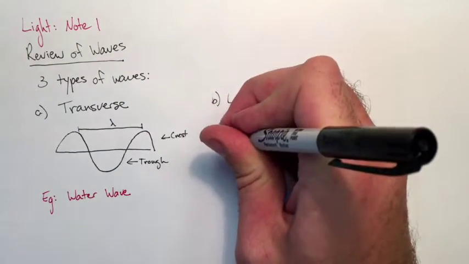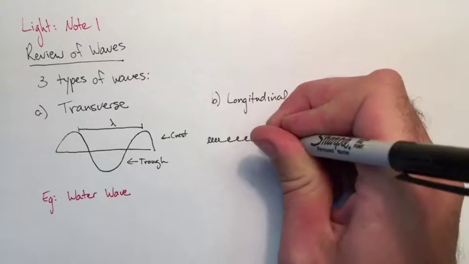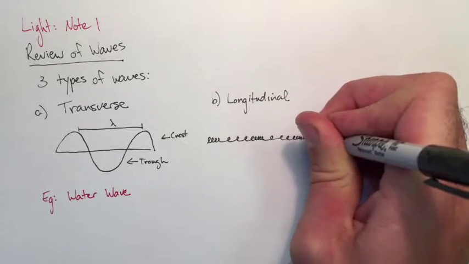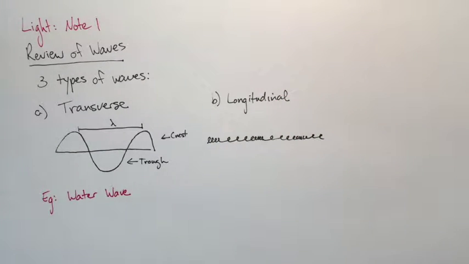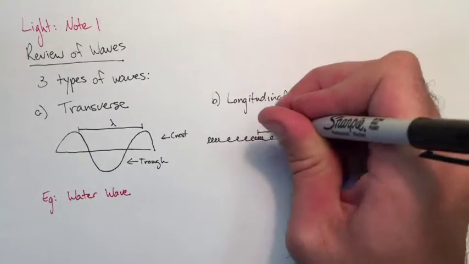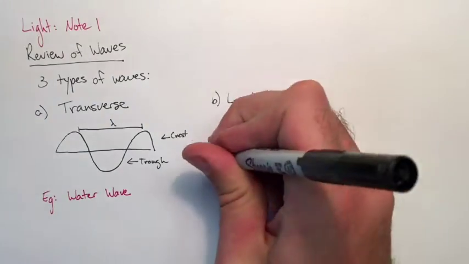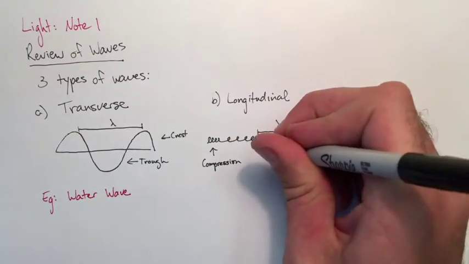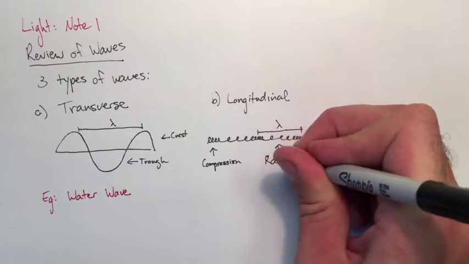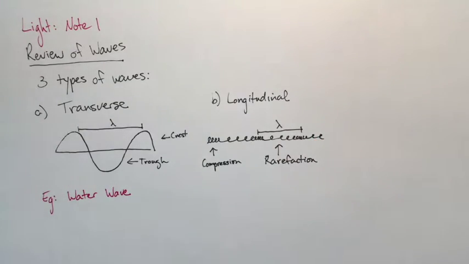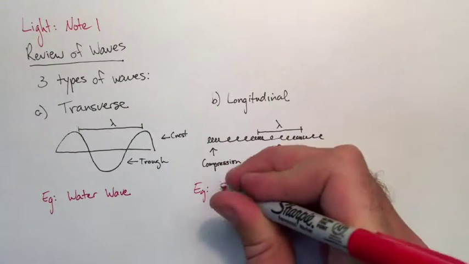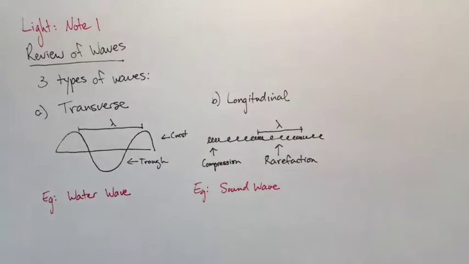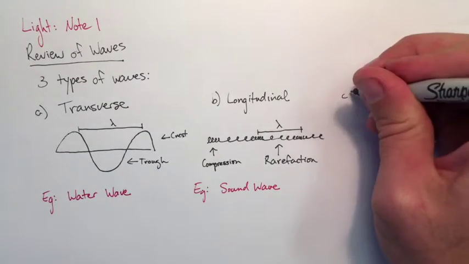The next one is going to be a longitudinal wave, and this is going to be shown here on a spring. If we can send a vibration that's parallel to the rest axis, that'll be shown here by these compressions on the spring. The bunched up areas will be called compressions, and the stretched out areas have a special name. They're called rarefactions. So this here would be an example of something like a sound wave.